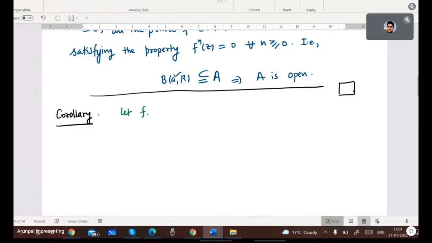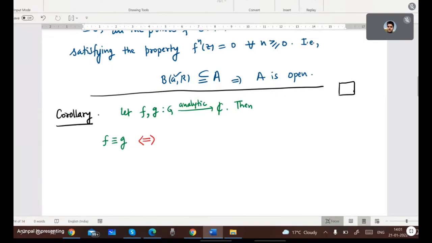Now let f and g be two functions defined on G and both are analytic. Then f and g are identically equal. Class, two functions are said to be identically equal if their values at each and every point of the domain are the same, they coincide.